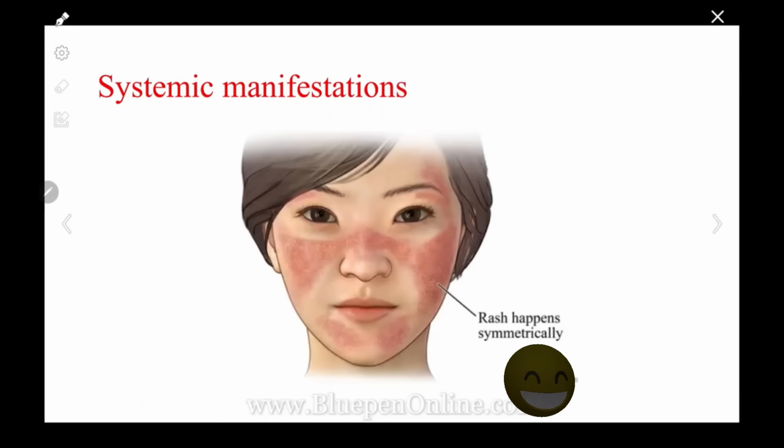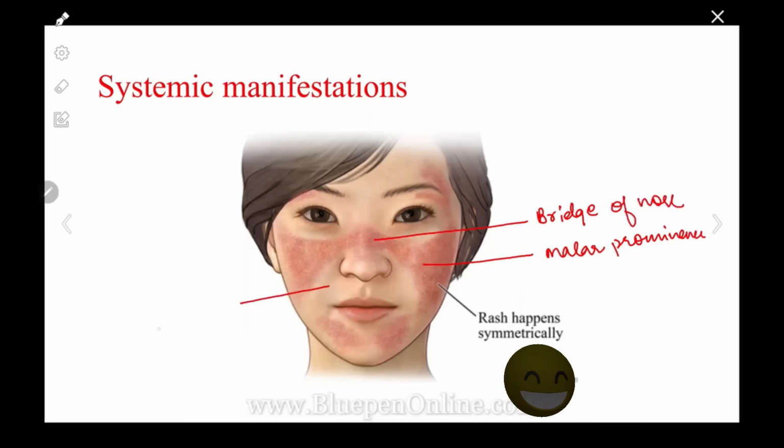This is the typical malar rash which involves the bridge of the nose, the malar prominences. The malar prominences, as you can see here, are involved. And it spares the nasolabial fold.